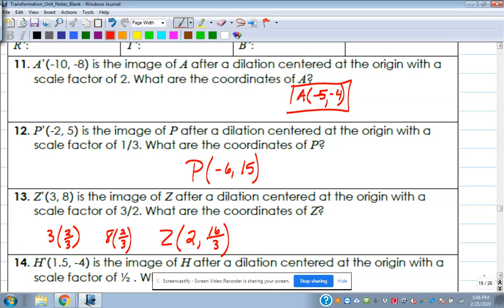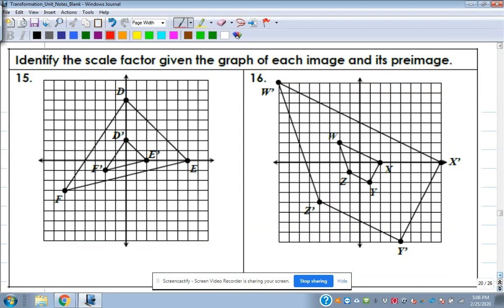Go down to 15, that picture at the bottom. Identify the scale factor given the image and pre-image of these things. So how could we do that? Okay, so pick me an ordered pair to work with. Which one do you want? D, E, or F? D's fine. All right, so point D, what's the ordered pair for point D? 0, 6, and D prime, 0, 2.